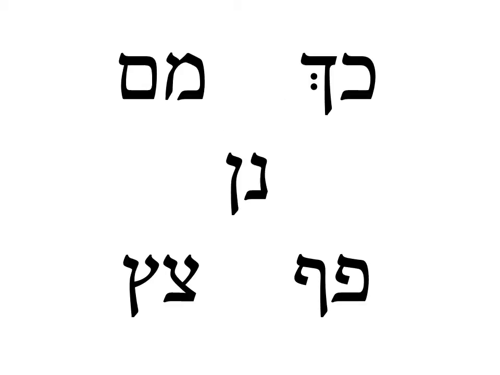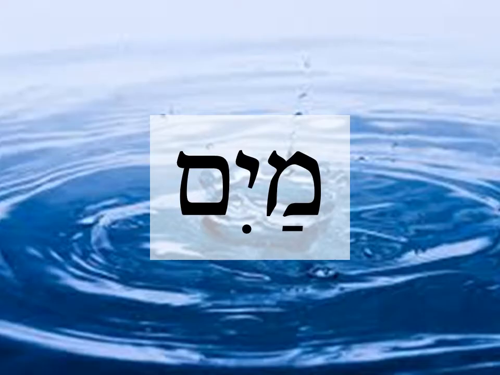So we have 5 consonants that have a special final form written at the end of a word and only at the end of a word. Kaf, mem, nun, pe, and tzadeh. All the other consonants look the same at the beginning and at the end of a word. Now let's look at a few examples of this.